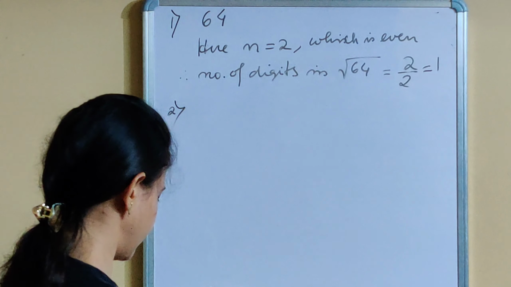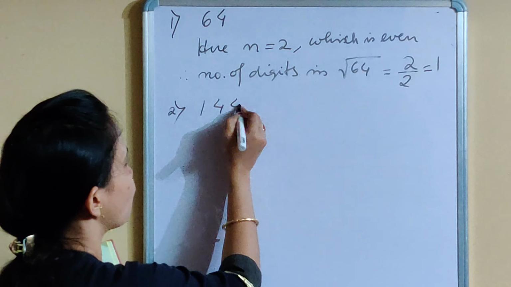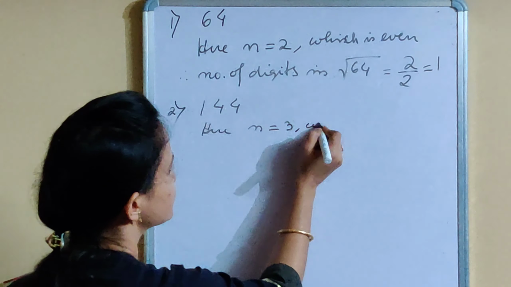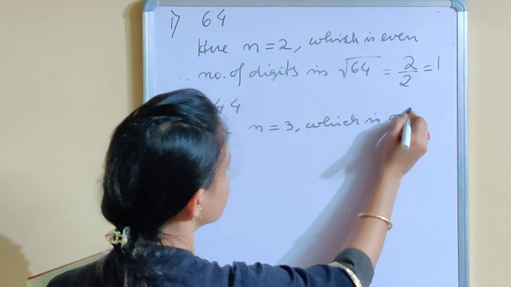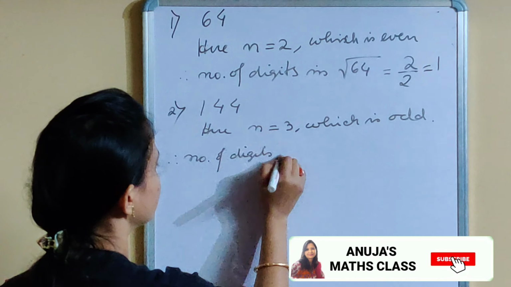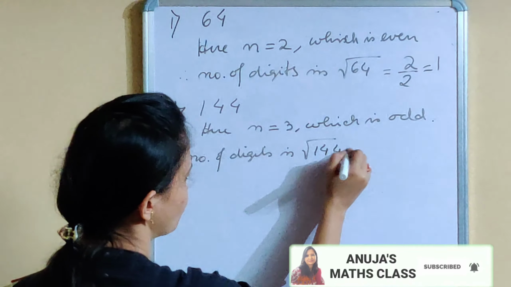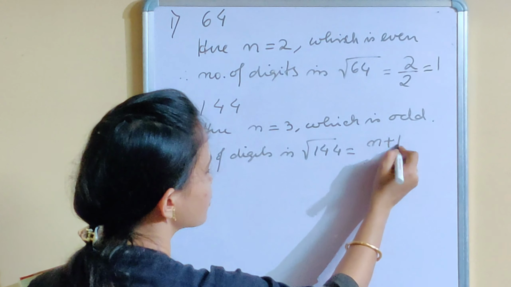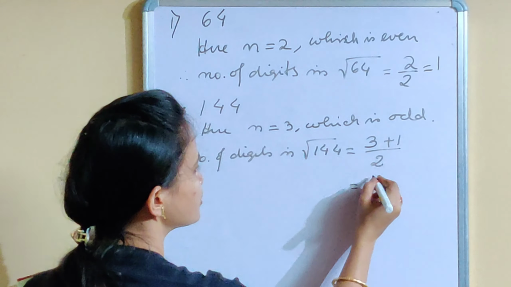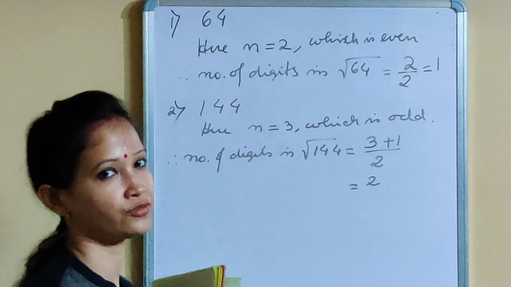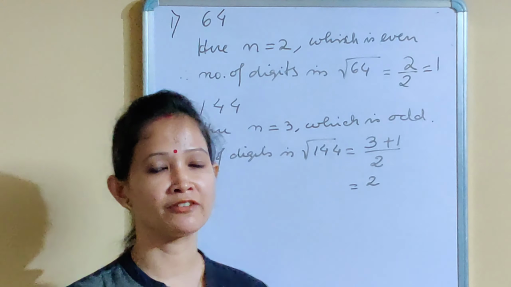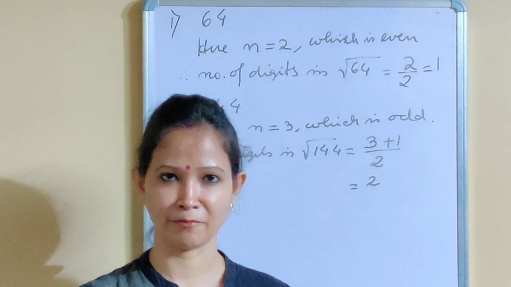Secondly, take another example, 144. Here how many digits are there? 1, 2, 3. Here n equals 3, which is odd. So therefore the number of digits in the square root of 144 equals, our formula was what? n plus 1 divided by 2. Here n is equal to 3, so it is 2, and also the square root of 144 is 12. So you see friends, it's quite easy how with the help of this formula you can find the number of digits in the square root of a number.